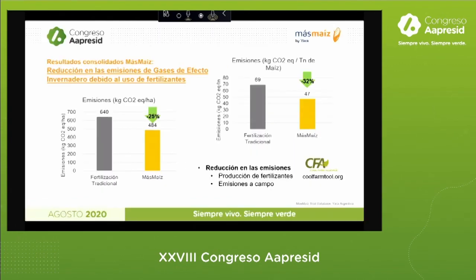We have done similar studies using the Cool Farm Tool, which is a farm greenhouse gas calculation tool, in maize in Argentina, and we found very similar reduction potentials. Between 20 and 30% for maize, if we replace the traditional fertilizer practice with an improved practice, with higher nitrogen use efficiency and production with better emission control. So this confirms very much what we found in the other crops and the other regions.